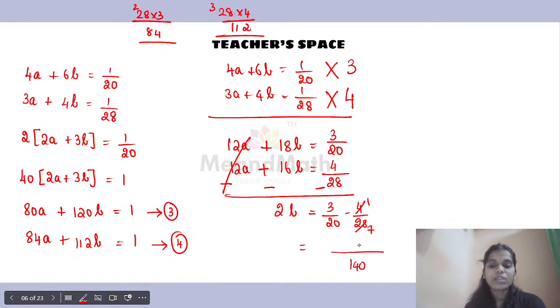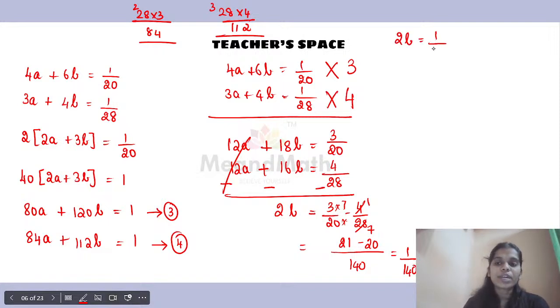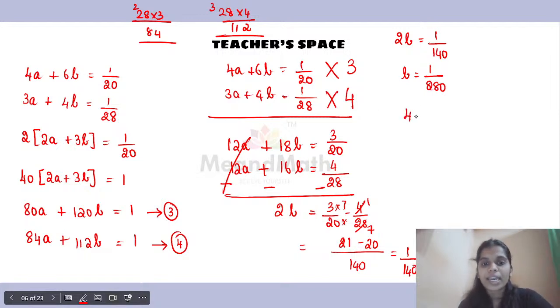So our LCM will be 140. 7 into 20 is 140 and 7 into 20. 1 by 140, 2b equal to 1 by 140, b equal to 1 by 280, right? So 4a plus 6b equals 1 by 20. Substitute b and get the value of a.